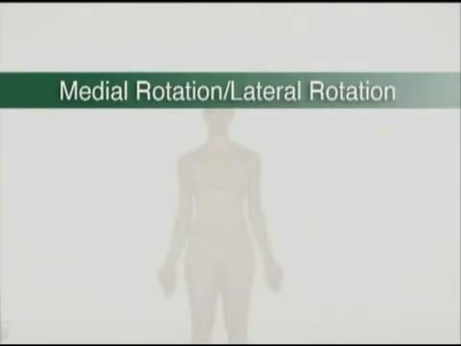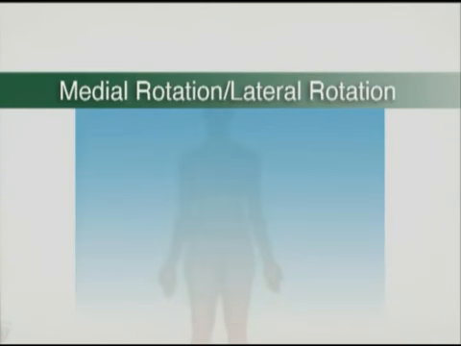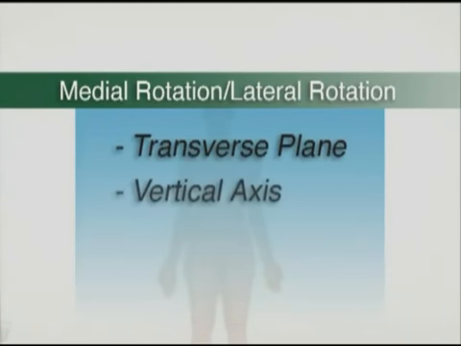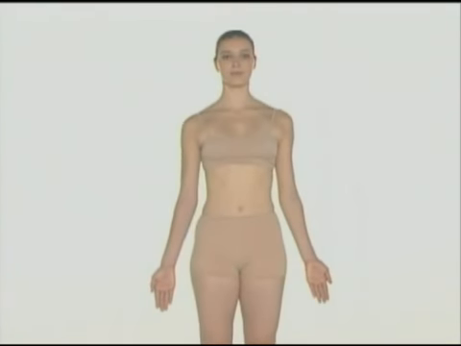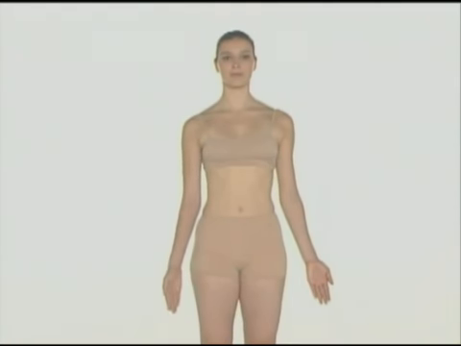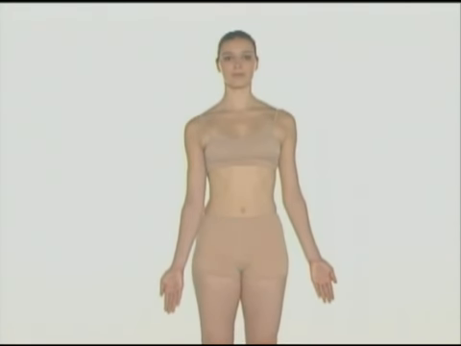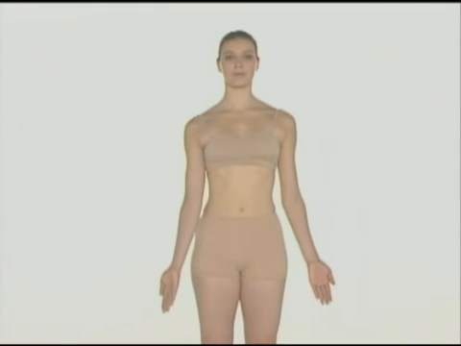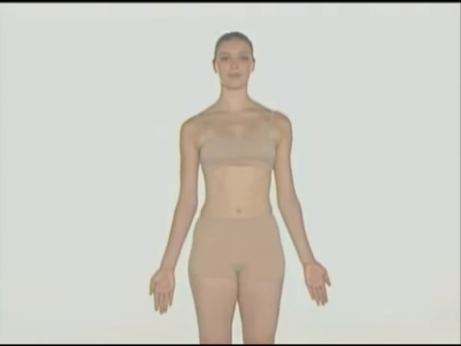Medial rotation and lateral rotation of the arm at the shoulder joint occur within the transverse plane around a vertical axis. Beginning in anatomic position, the client medially rotates the arm at the shoulder joint. Medial rotation turns the anterior surface of the arm toward the midline of the body. Now she laterally rotates the arm at the shoulder joint toward and beyond anatomic position. Lateral rotation turns the anterior surface of the arm to the side, away from the midline of the body. Now she medially rotates back to anatomic position.